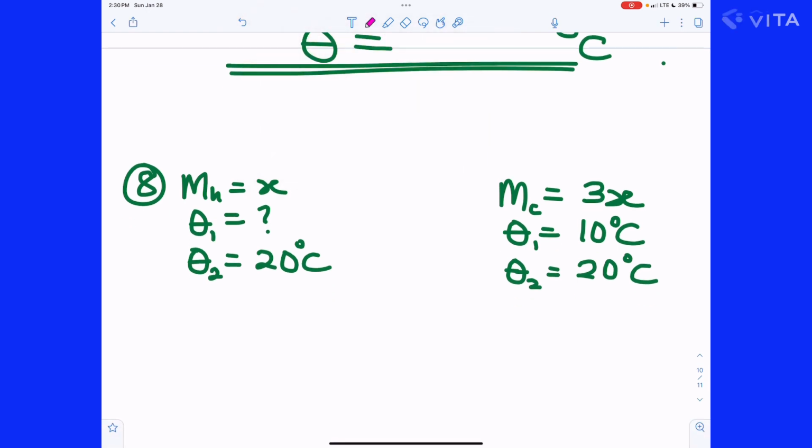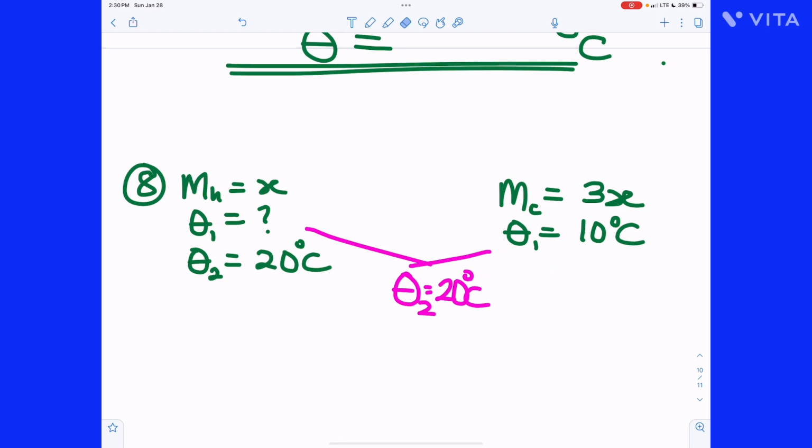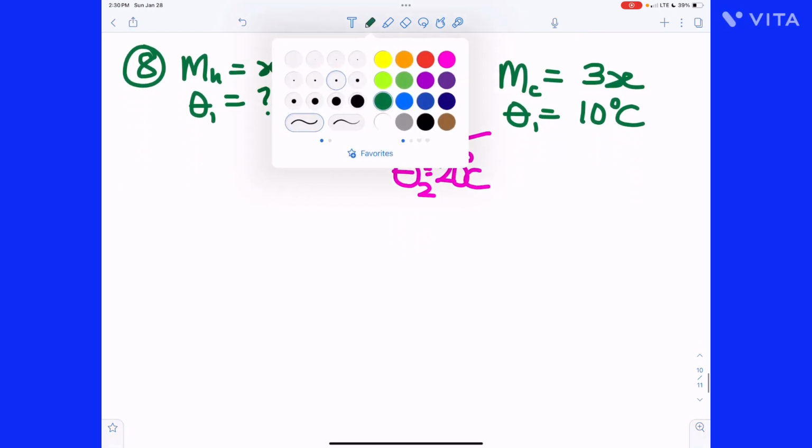This must have happened after mixing. Both of them came to a final temperature of 20 degrees Celsius. I might as well clean this to show that both came from their initial temperatures to this final temperature. So let's leave it like that. I think that's better. So what do we do to get our answer?